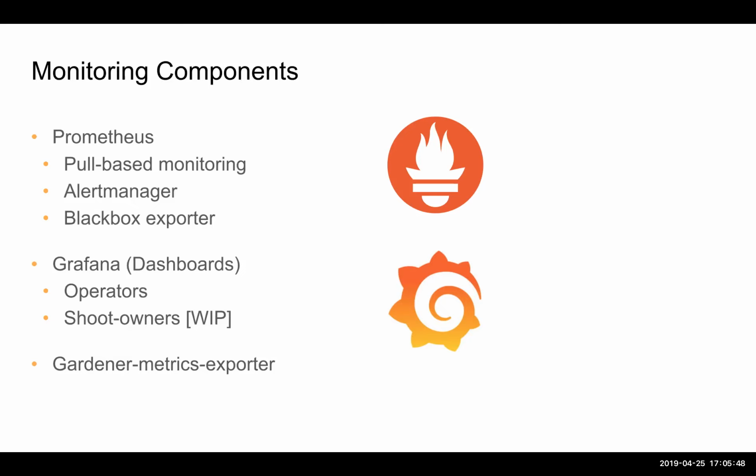To display all this data, we use Grafana, and we plan on having two sets of dashboards. Currently, we only have one: dashboards for operators, so that's us. In the future, it's currently a work in progress, we plan on having dashboards for the shoot owners. So if someone creates a shoot, they can also look at some parts of the control plane, and we'll give them some dashboards. Finally, we have the Gardener metrics exporter, which is used in scenario 2. It's a custom component from us, and it gathers metrics from Gardener, like shoot information. We'll cover that a little more later in scenario 2.